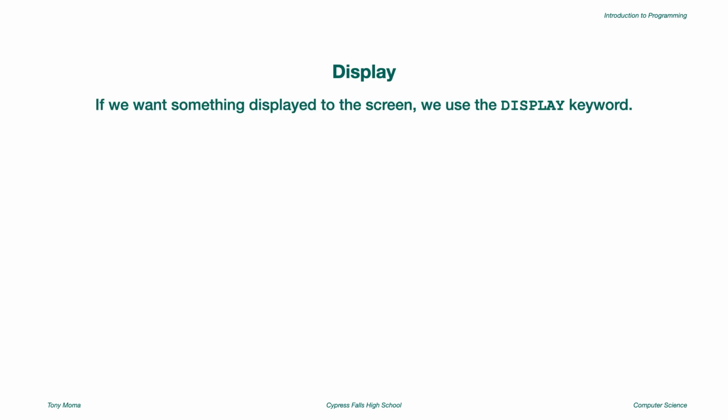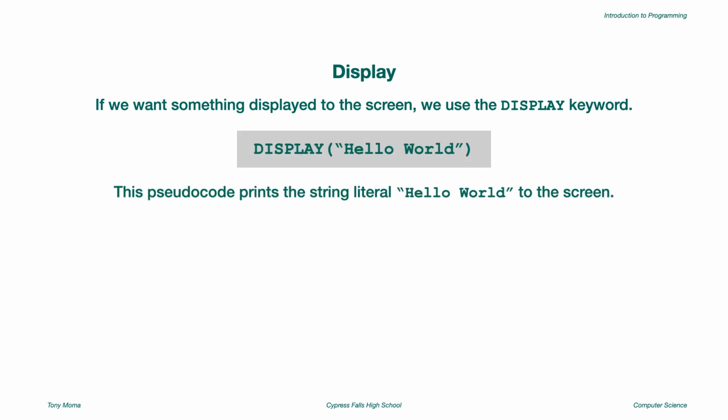Display. If we want something displayed to the screen, we use the display keyword. For example, consider this line of pseudocode. Here, we print the string literal hello world to the screen using the display keyword. Notice that display is written in all caps. You must put it in all caps anytime you use the display command.